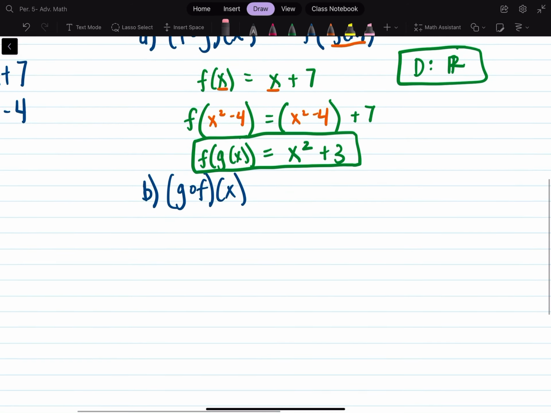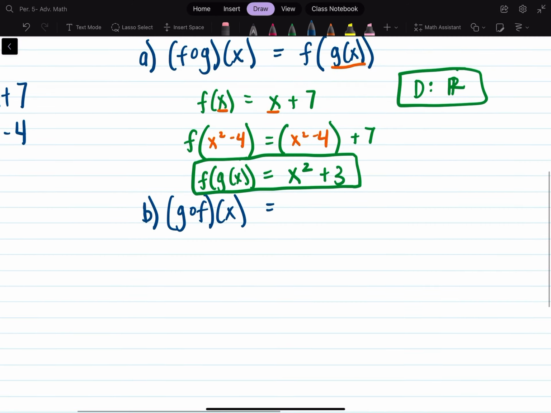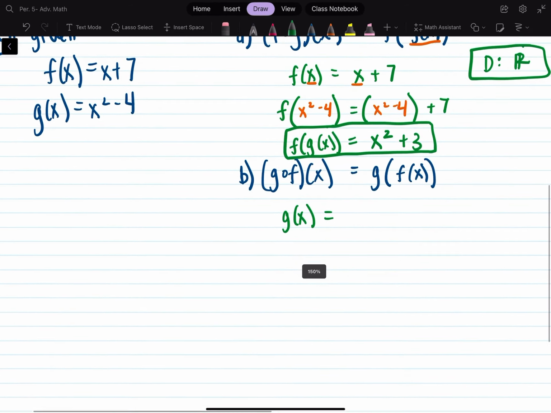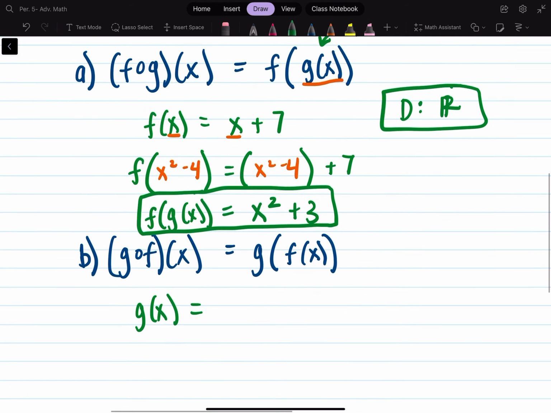Okay, so let's now try to find g of f of x. Remember, g of f of x by definition is equal to g composed with f of x. So your outside function in this case is g, and your inside is f of x. So in our function g of x, let's first just copy down g of x. What's g of x equal to? Well, we know g of x is equal to x squared minus 4.